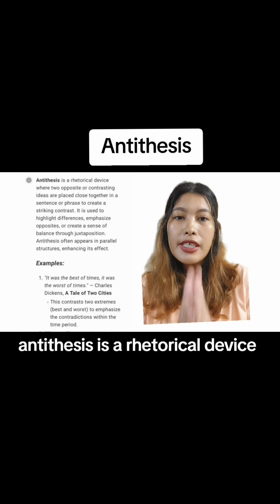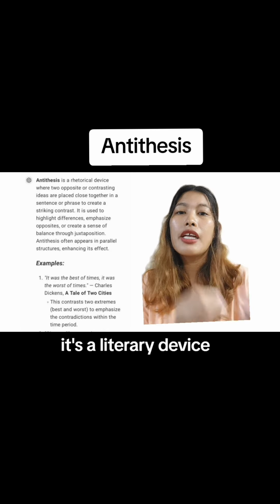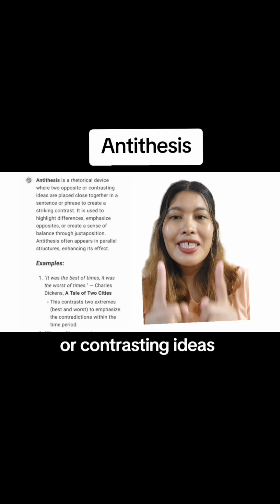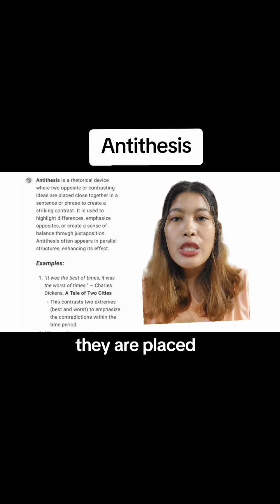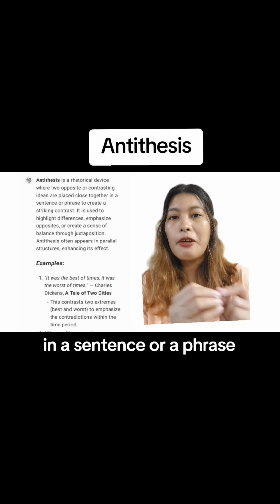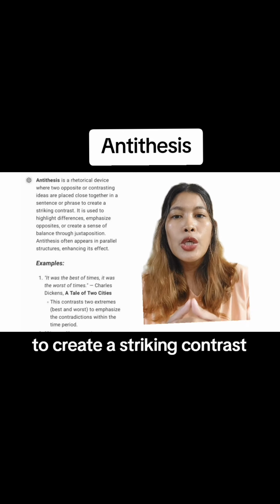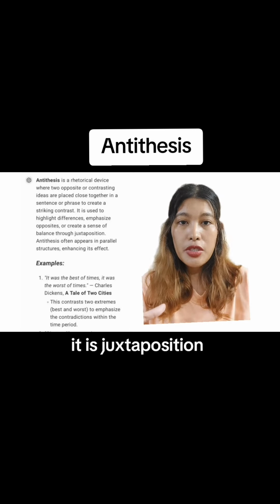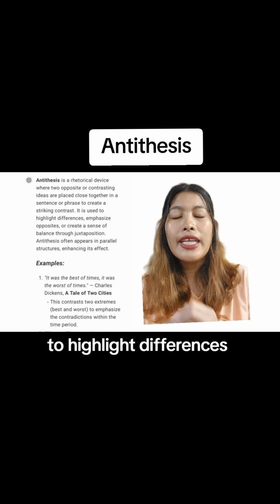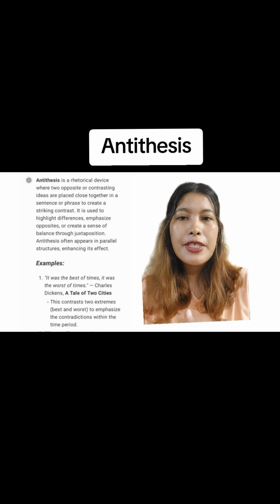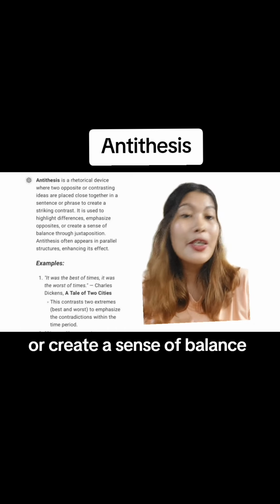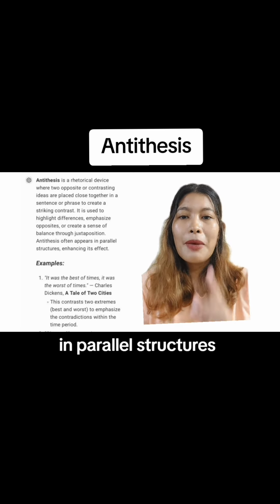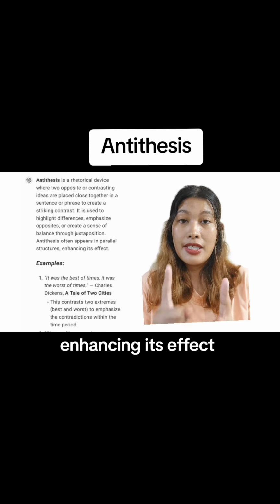Antithesis is a rhetorical device. It's a literary device where you put two opposite or contrasting ideas. They're placed closely together in a sentence or a phrase to create a striking contrast. It is juxtaposition. It is used to highlight differences, emphasize opposites, or create a sense of balance. Antithesis often appears in parallel structures, enhancing its effect.